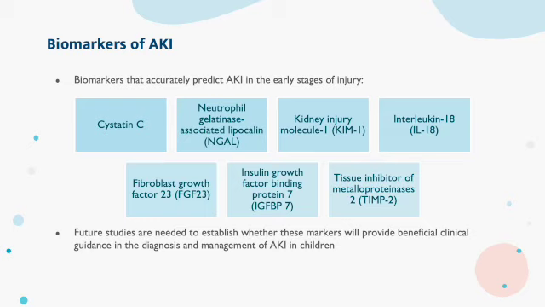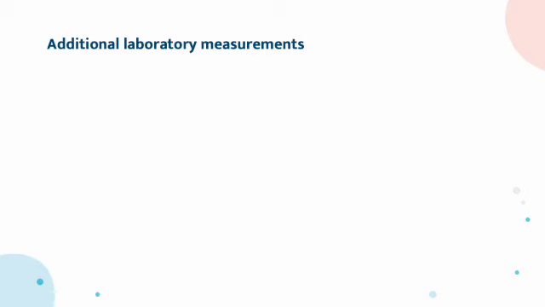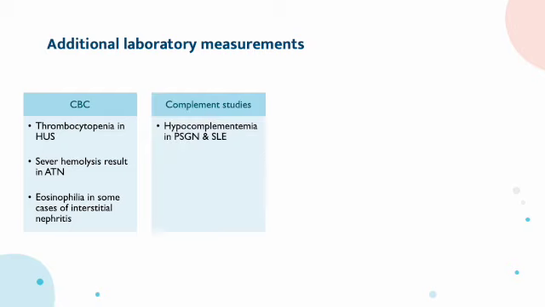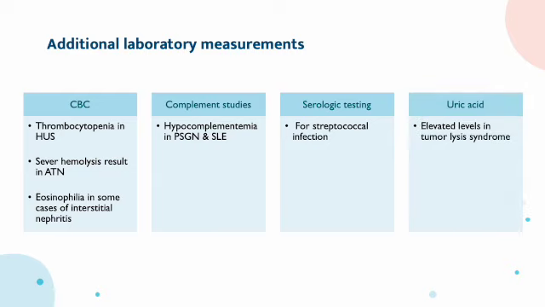However, future studies are needed to establish whether any of these markers will provide beneficial clinical guidance in the diagnosis and management of AKI in children. Other laboratory studies that may be useful in determining the underlying etiology of AKI include complete blood count to look for hemolysis, thrombocytopenia and eosinophilia, complement levels, serological tests if indicated, and uric acid in cases of tumor lysis syndrome.